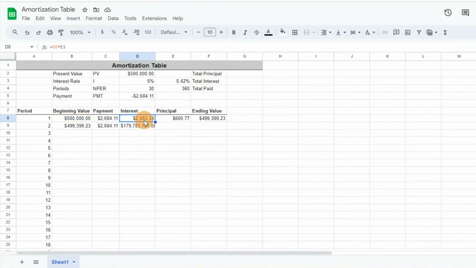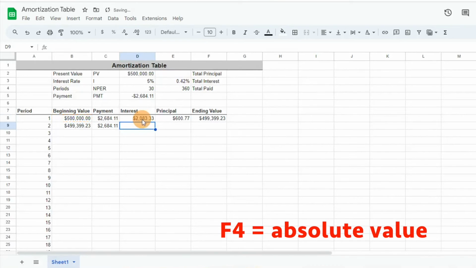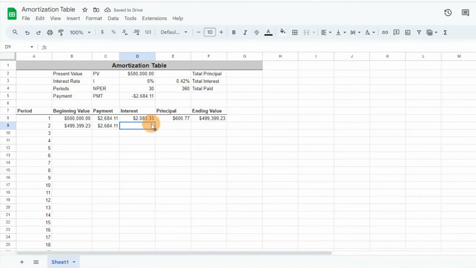And with interest, we're going to do kind of the same thing, but we didn't make our interest rate an absolute value, so I'm going to go ahead and do that now, because otherwise it would drag the interest rate down and capture periods and throw our math off. So what I can do there is just make that interest rate an absolute value. I'm going to drag it down, and you can see it's going to be our beginning value. We want to slide down with us, but we want to keep that interest rate the same.